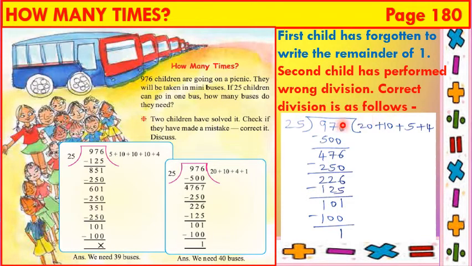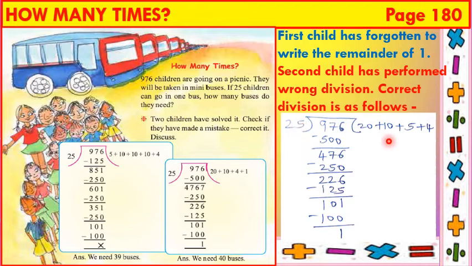25 divided by 976. 25 20s is 500. Find the difference. 6 minus 0 is 6. 7 minus 0 is 7. 9 minus 5 is 4. Now 25 10s is 250. Find the difference. 6 minus 0 is 6. 7 minus 5 is 2. And 4 minus 2 is 2.